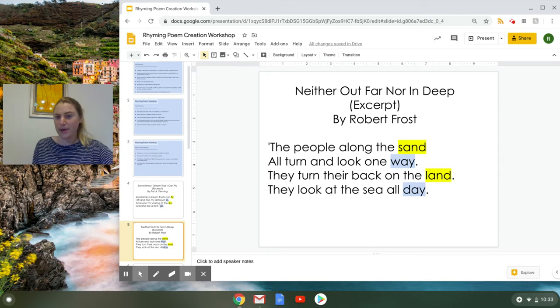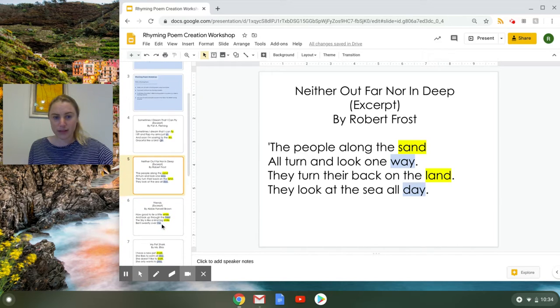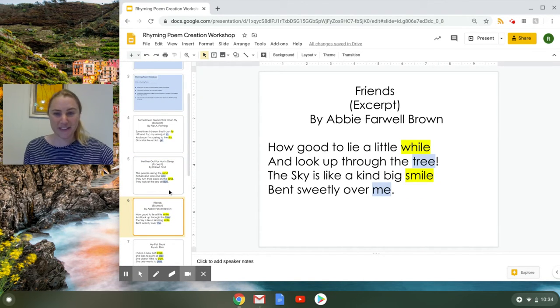So those two rhyming pairs are sand and land, and you can see they're in yellow. And we also have way and day. This poem is called Friends, and here is an excerpt from the poem Friends, and it is written by Abby Farwell Brown.